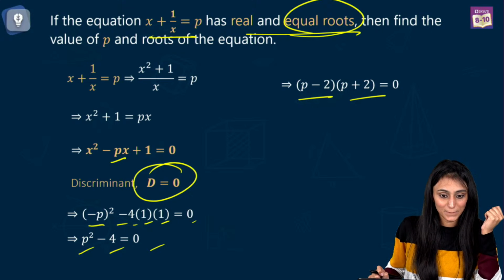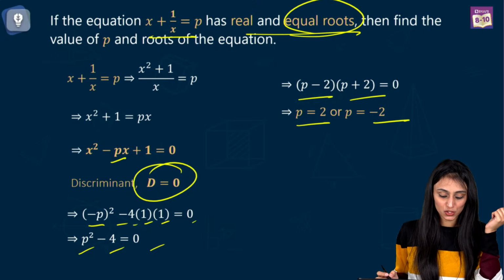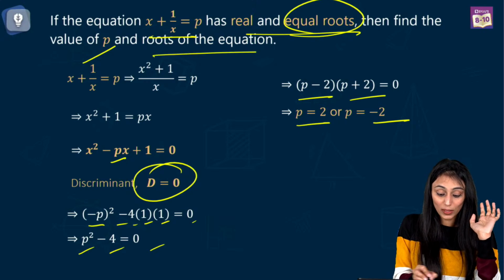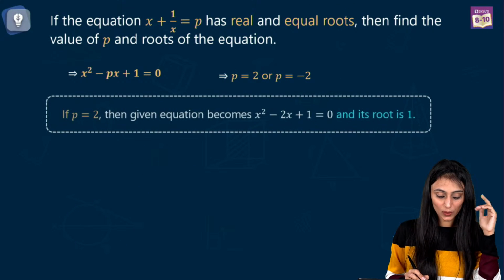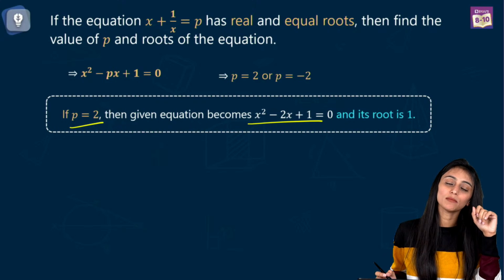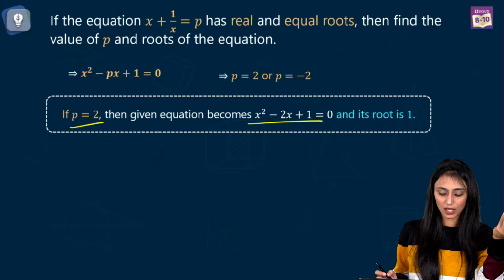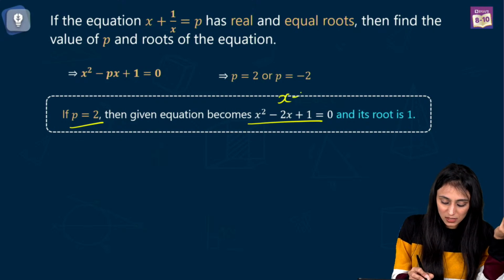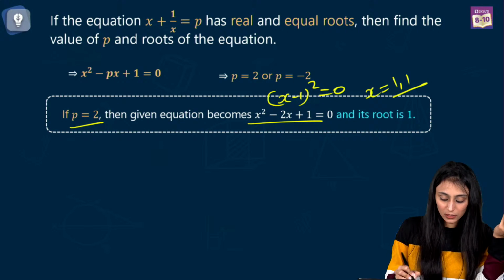Okay. So we get two values of p, 2 and minus 2, right? We have got the value of p now. Now I need to find out the nature of the roots of the equation. If I put p as 2, I'll get this equation as x square minus 2x plus 1. When you simplify it using any of the methods, this could be written as x minus 1 whole square equal to 0, right? So you will get two identical roots, 1 and 1.